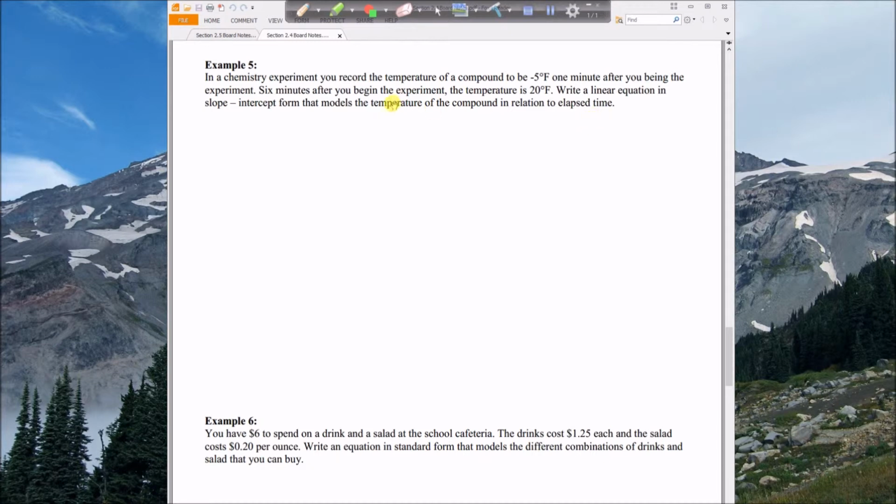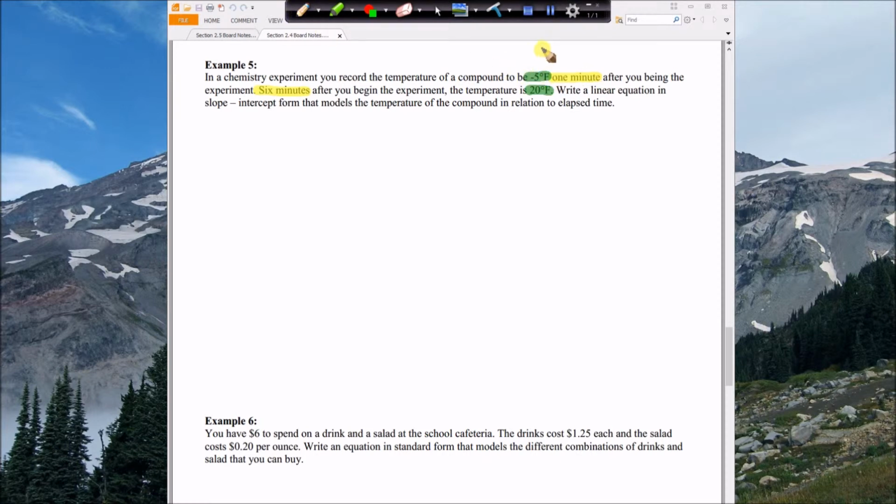Okay, so temperature in relation to time. So temperature here would be our y value or our output, and time would be our x value or our input in this case. All right, and they did actually give us some values here. They said 1 minute and 6 minutes. That's the time. So that's our x value. Okay, and they gave us, let me pick a different color, -5 degrees and 20 degrees. And so those will be our y values. Okay, so you can actually make data points from this.